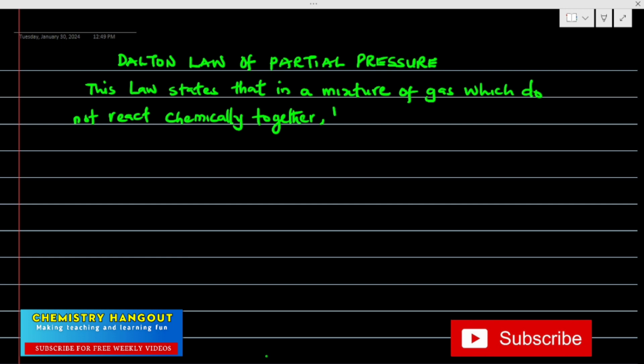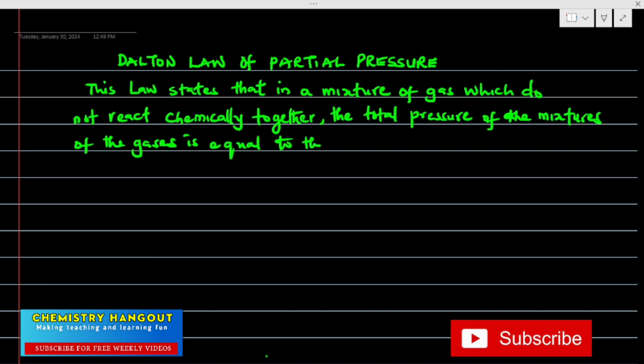The total pressure of the mixture of the gases is equal to the sum of the partial pressures of the constituent gases.